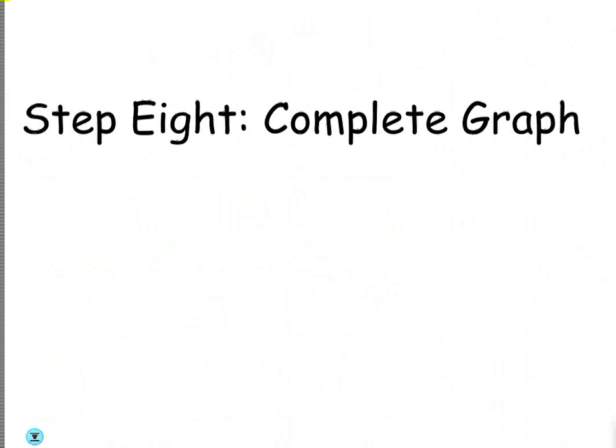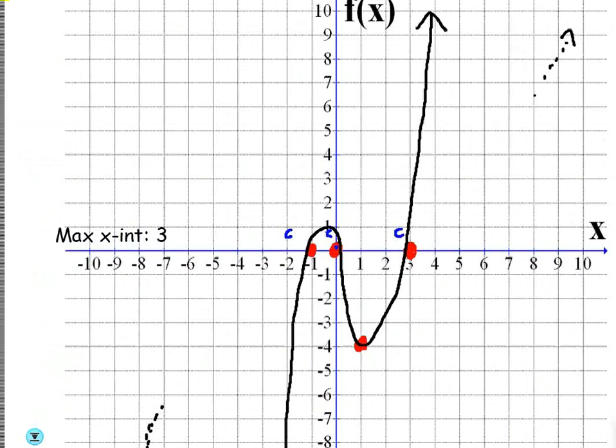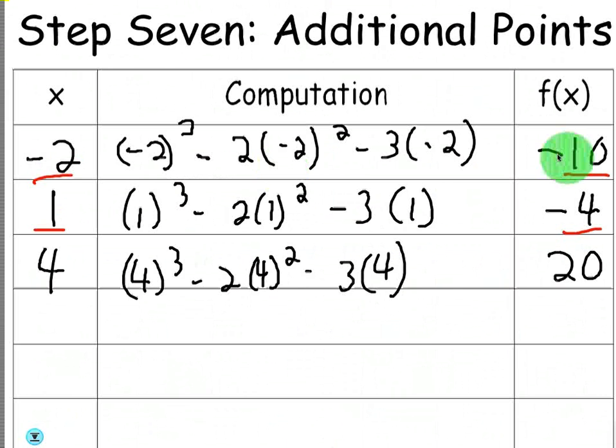So next step is to complete the graph. So we're going to plot these 3 points and then hopefully connect them with a curve that makes sense. All right, I'm going to show you the final product, but I'm going to explain how it got there. All right, so the first point you should plot is negative 2, negative 10, okay?